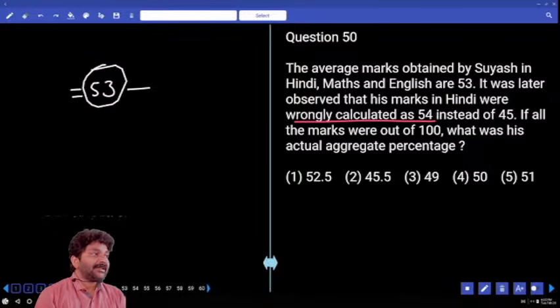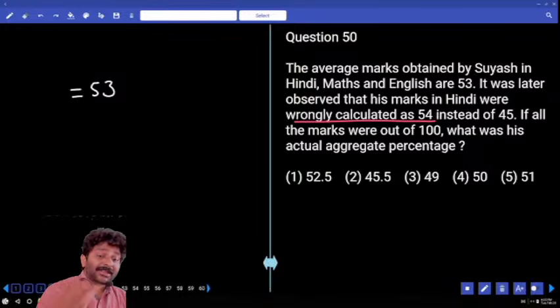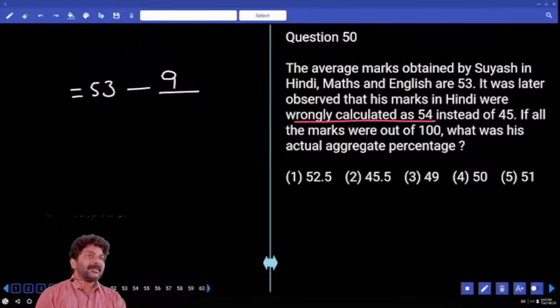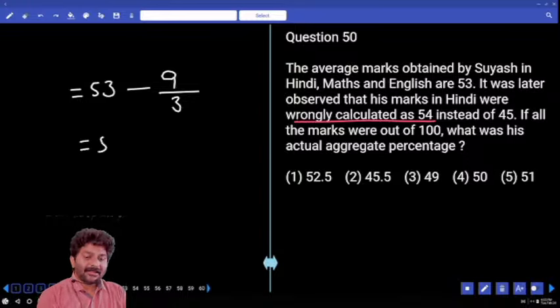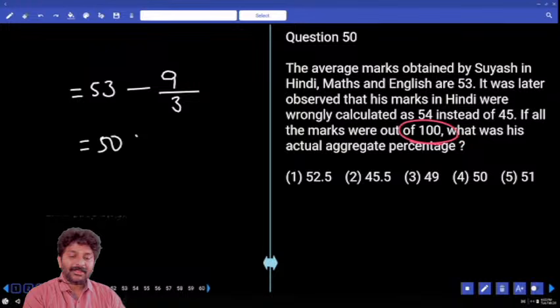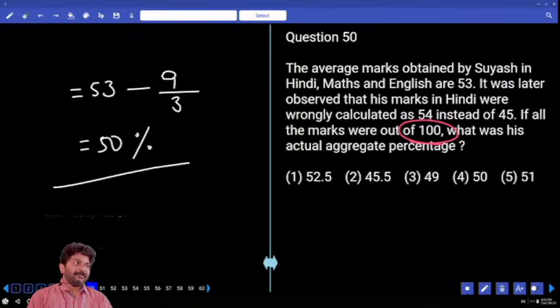What is 53? From an average you can subtract only an average, right? But 9 is just a number of marks, right? Now you need to convert it into an average. Average for how many subjects? Then divide it by 3. 3 subtracted from 53, which is 50. So 50 is the average mark. That you need to convert into percentage with respect to 100. You can directly convert 50 into 50 percent. If it is any other number, then one more step is required. Yes or no?